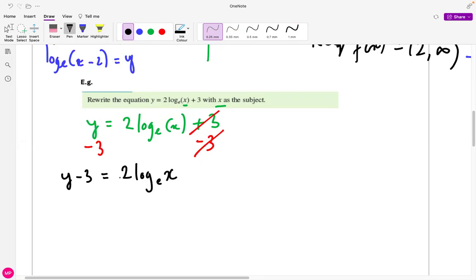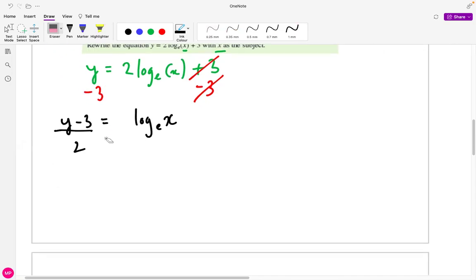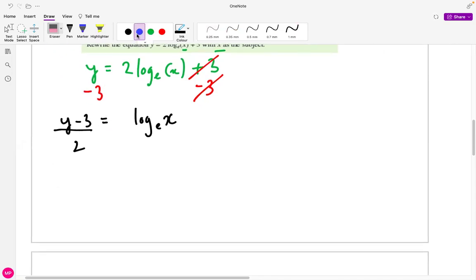Then the opposite of times by 2 is divide by 2, so you get rid of the 2 here by dividing over. Now we're going to get rid of log a, and the opposite of log a is the exponential of that. So you do a to the power of that on both sides, and a to the power of log a will go away. You will have x on the right hand side, and on this side you have a to the power of y minus 3 over 2.